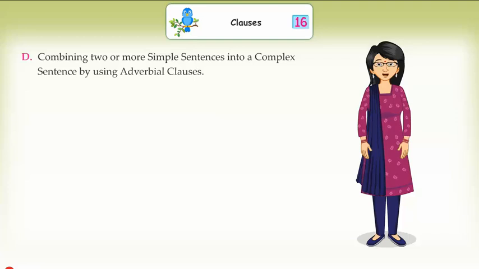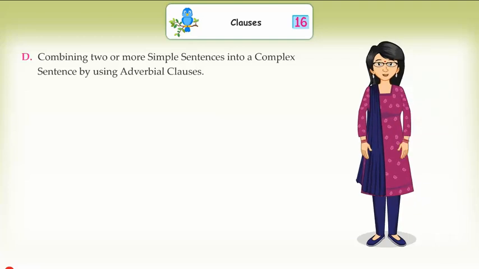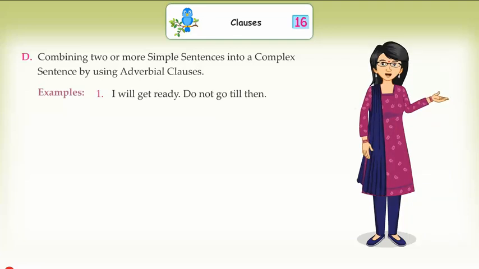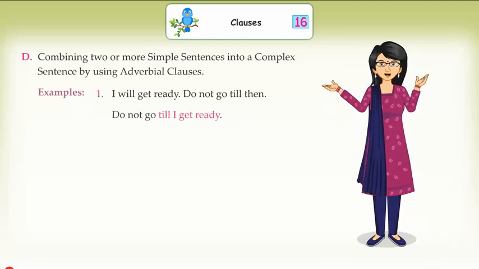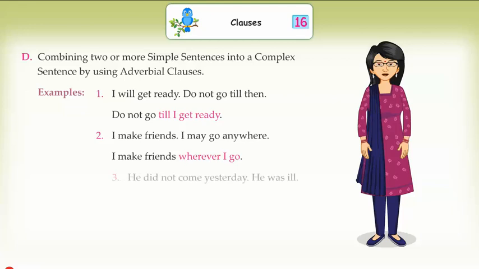D. Combining two or more simple sentences into a complex sentence by using adverbial clauses. Examples: I will get ready. Do not go till then. Do not go till I get ready. I make friends. I may go anywhere. I make friends wherever I go.